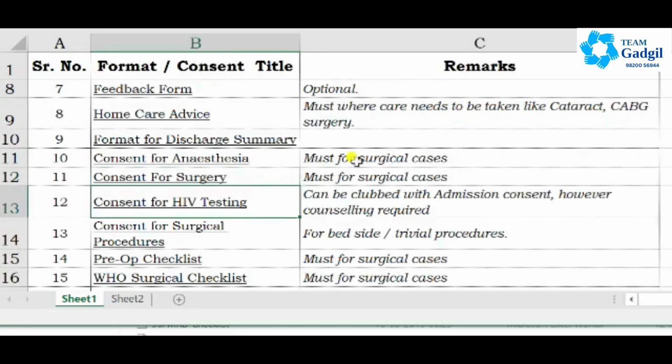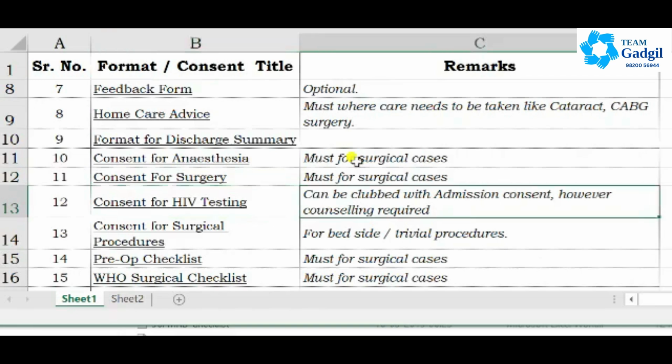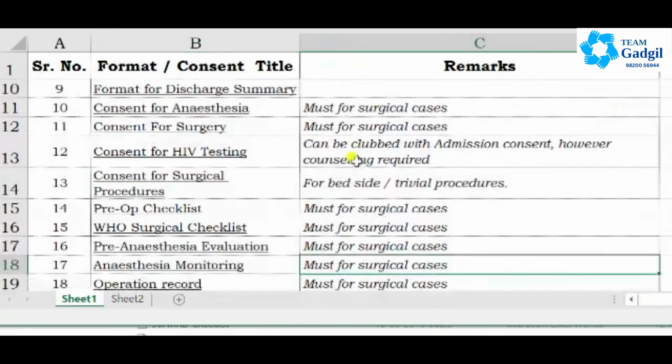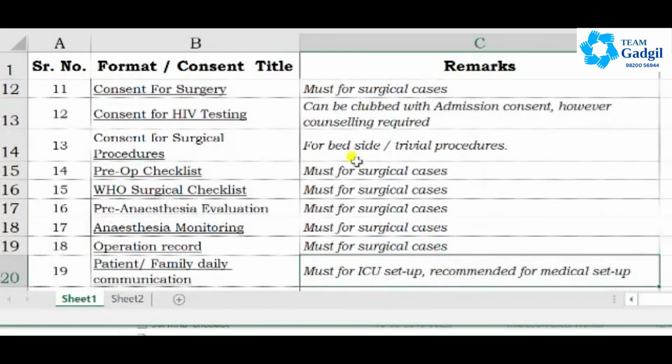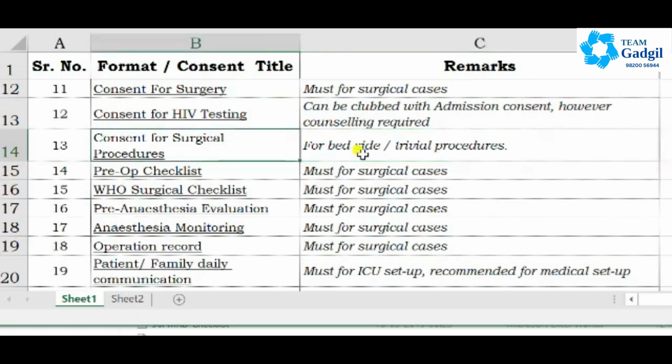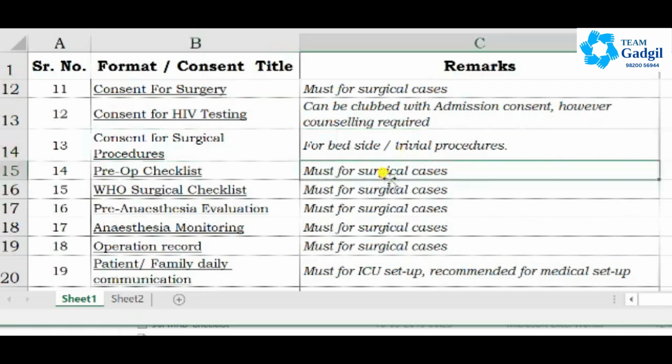Consent for HIV testing: normally in a surgical setup most of the people do this HIV testing. For such a scenario, I would advise you to put this in your initial admission consent, so that you don't need a separate consent for this. Consent for surgical procedures: whenever you are doing any bedside procedures like fluid tapping or catheterization, this needs to be done.